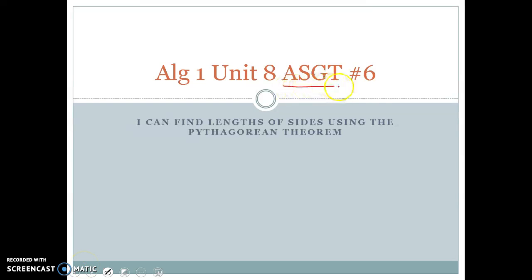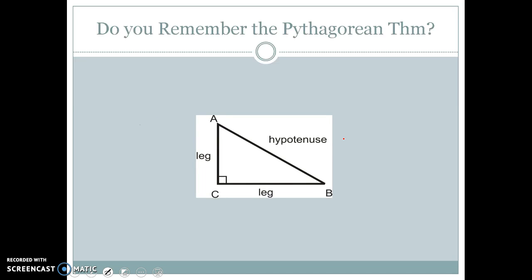All right, so as we move on to assignment number 6, we're going to be using what we've done in the first 5 assignments in order to find lengths of sides in a triangle using the Pythagorean theorem. So you may have studied the Pythagorean theorem in the past, but that's what our topic is today. It also involves simplifying radicals, and so we're going to be combining a lot of the things that we've done in the first 5 assignments in this assignment. So let's go ahead and get started.